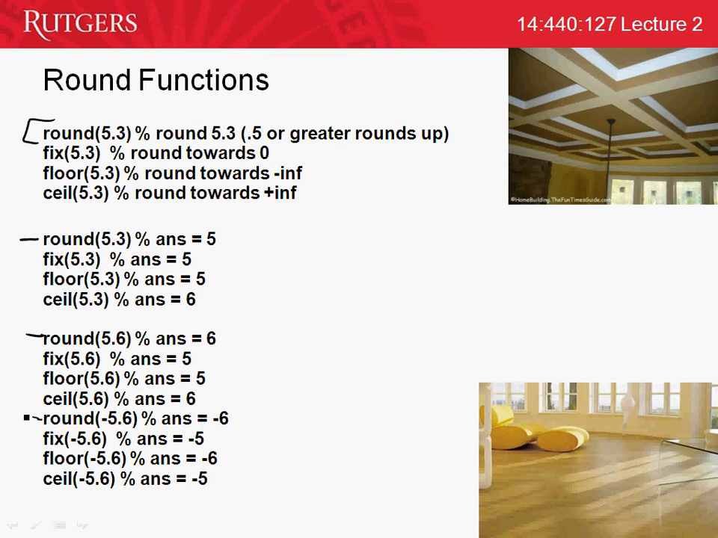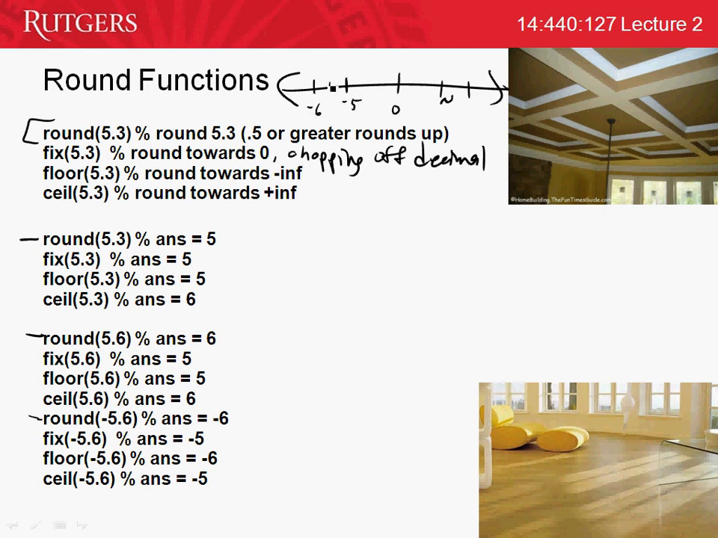A new function that you might not be used to is one called fix. What fix does is round towards 0, which is effectively chopping off the decimal. If you think about your number line, and you're between 5 and 6, so 5 point something, you round towards 0, so you round to 5. If you're between negative 5 and negative 6, you round towards 0, so you round towards negative 5. And of course, that would have been negative 5 point something. So fix chops off the decimal. Remember that.